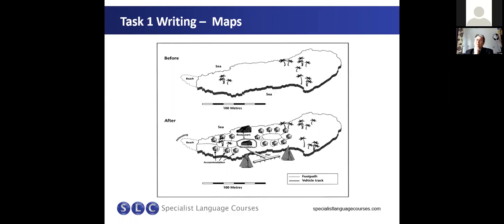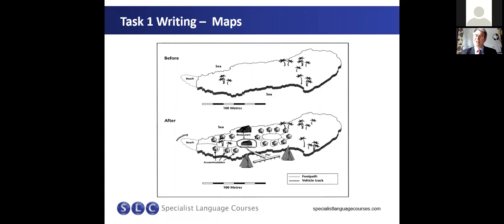So the thing we have to do here is, well, the comparison is easy. The whole thing is about comparing what it was before and what it was after. So we would say there was just a few palm trees. Now there has been a restaurant built in the north of the island. In the central western area of the island, a reception building has been built.